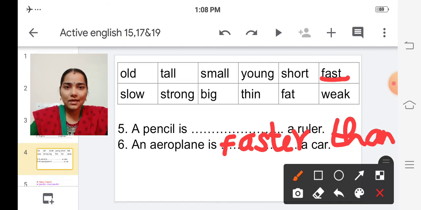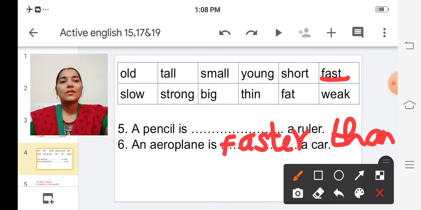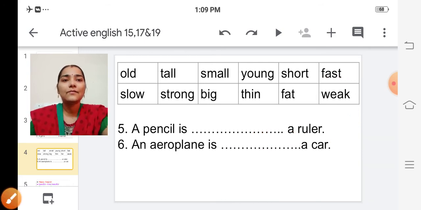So, can you understand this comparison of adjectives? That is, we are comparing two objects, not more than that. We are comparing the differences between the two objects. Only two objects. Okay, children? Shall we move on to the next one?